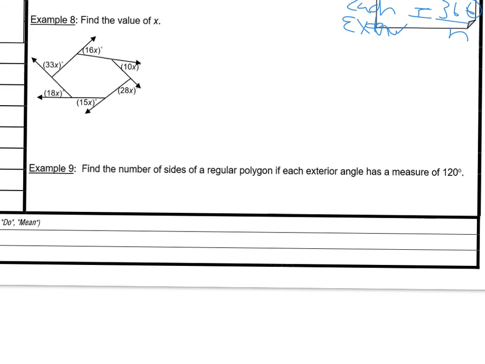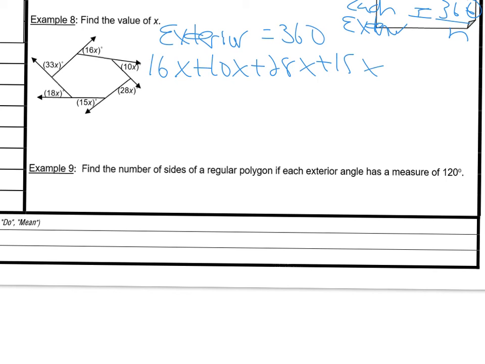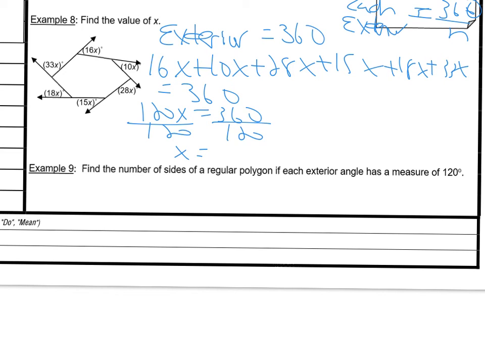Number 8 says find the value of x. Notice all these angles are exterior angles. We learned that no matter how many sides the polygon has, the exterior sum is 360 degrees. So we're going to add up all the exterior angles until we get 360 degrees. So 16x plus 10x plus 28x plus 15x plus 18x plus 33x all has to equal 360 degrees. So when we combine like terms, we get 120x equals 360 degrees. Divide by 120 on both sides. 360 divided by 120 is 3. So x equals 3.